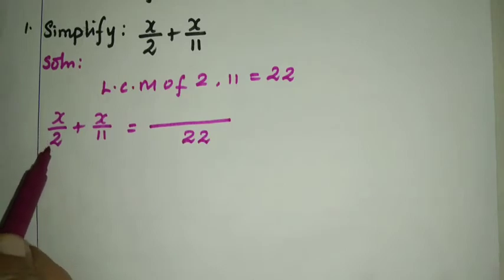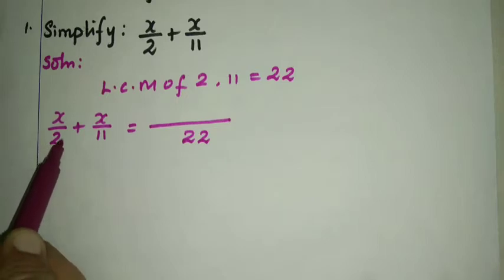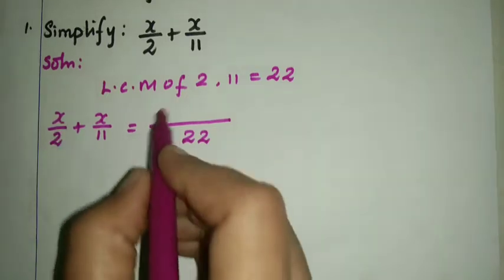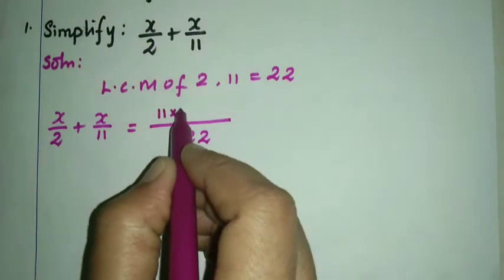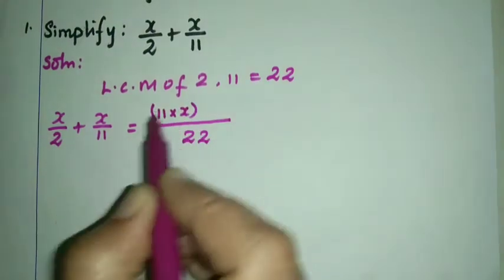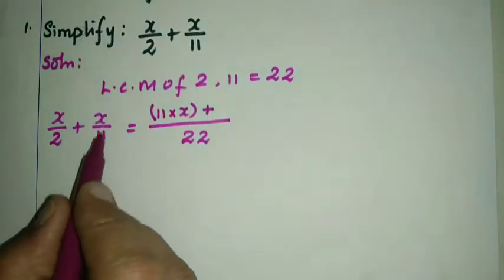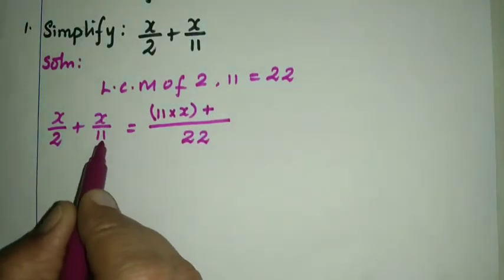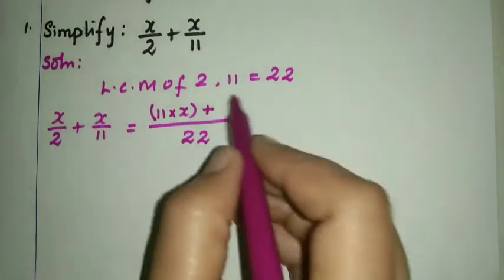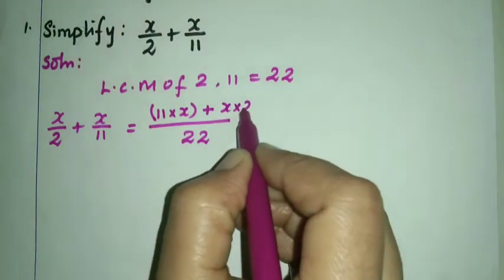Here x by 2 is the first fraction. In the first fraction 2 is the denominator, so we have to multiply both numerator and denominator by 11, and we get 11 into x. Next, put the plus sign. And the next fraction is x by 11. So 11 must be multiplied with 2. We get 22. So x into 2.